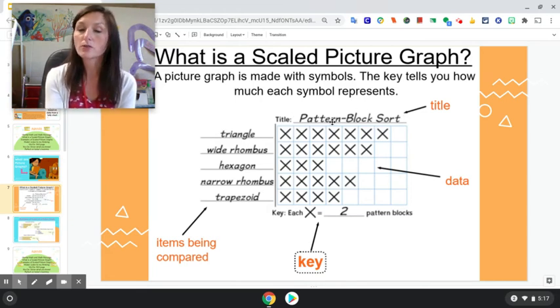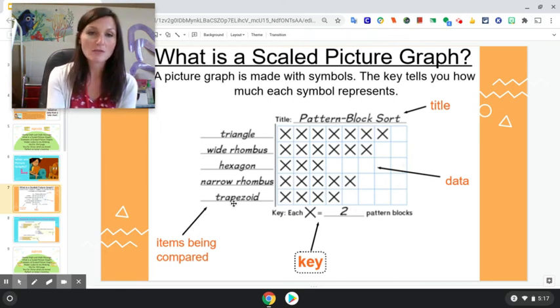So we still have a title, just like we do with the bar graph, right? We still have a way to present the data here. We still have to write the items that we're looking at, okay? But here, the difference is instead of this being a bar with the numbers here for your scale, our scale is written down here in this key, okay? So each X is 2. That's what this person chose to do.